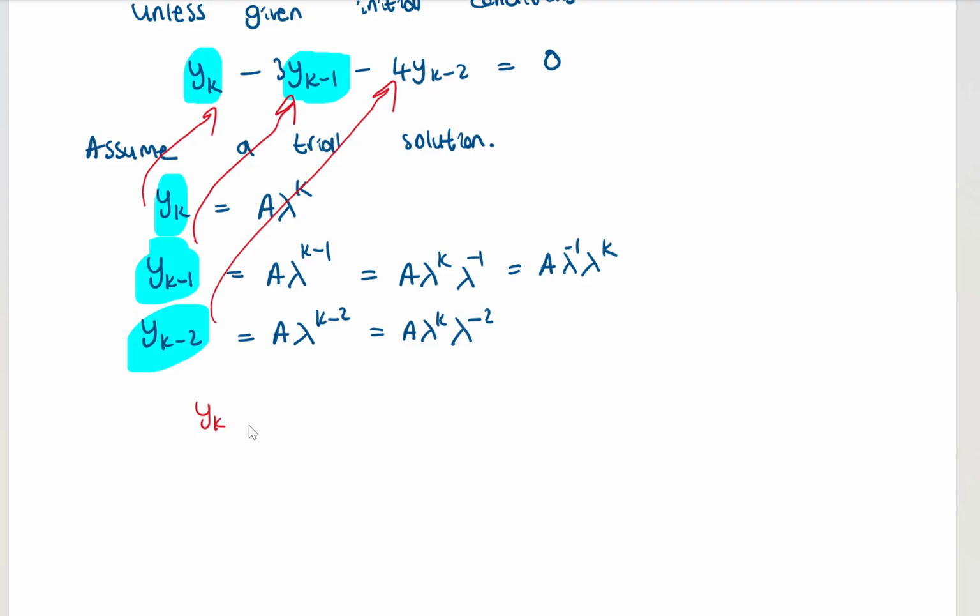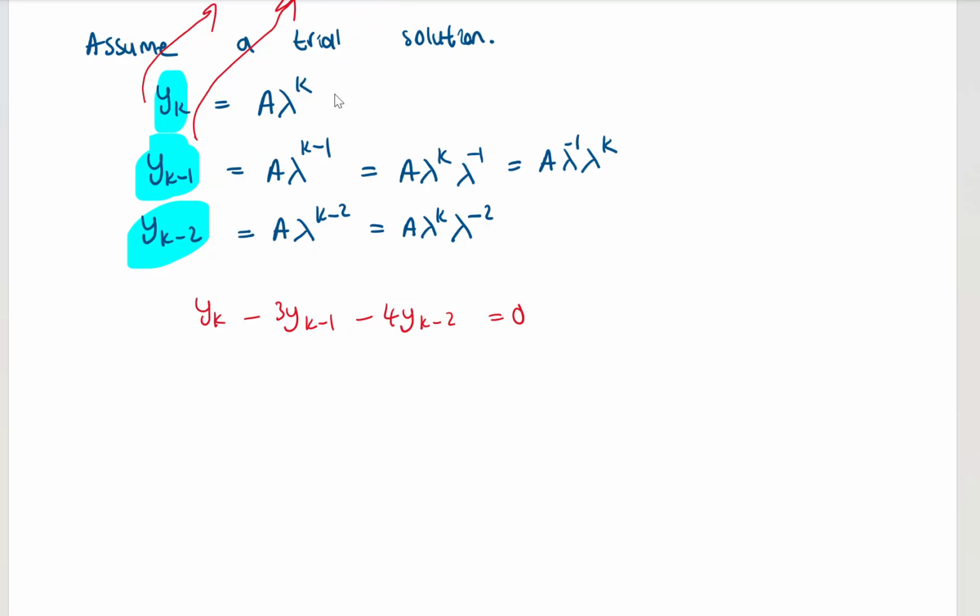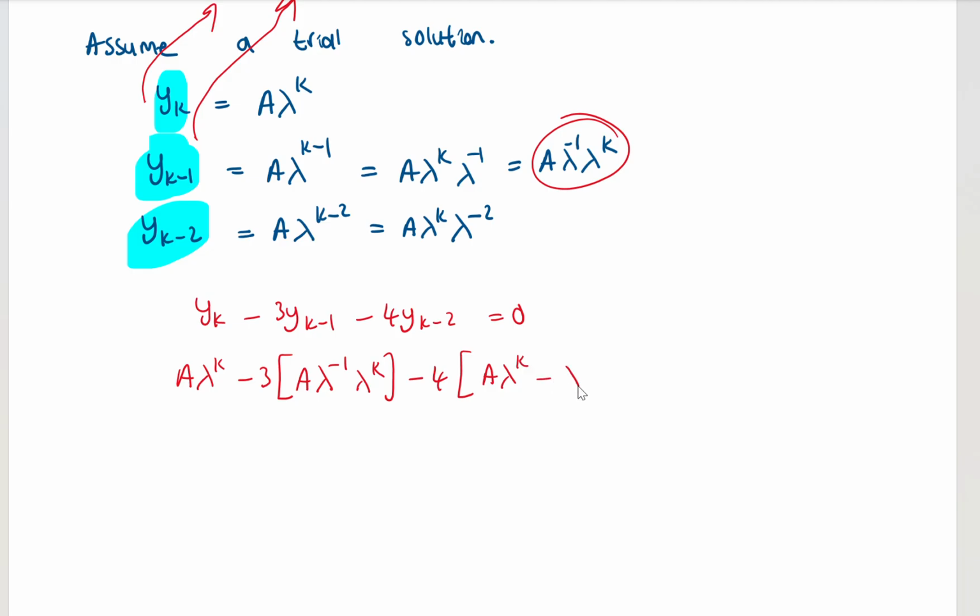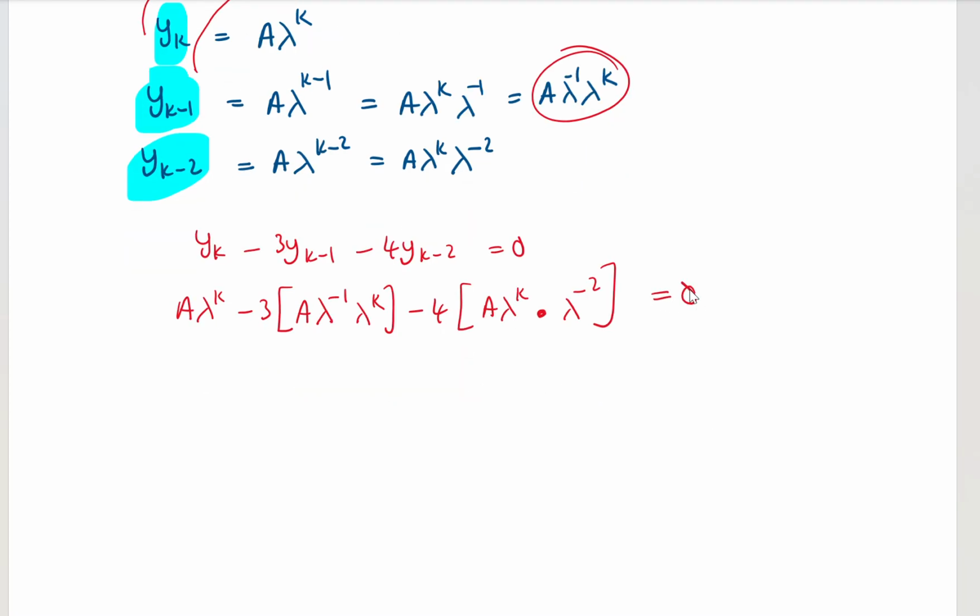So with y sub k minus 3 y sub k minus 1 minus 4 y sub k minus 2 equal to 0, where I see this, I'm going to put this. I'm going to have a lambda to the power of k, minus 3 times a lambda to the power of negative 1, lambda to the power of k for y sub k minus 1. Then minus 4 multiplied by a lambda to the power of k multiplied by lambda to the power of negative 2. Then we equate that to 0.